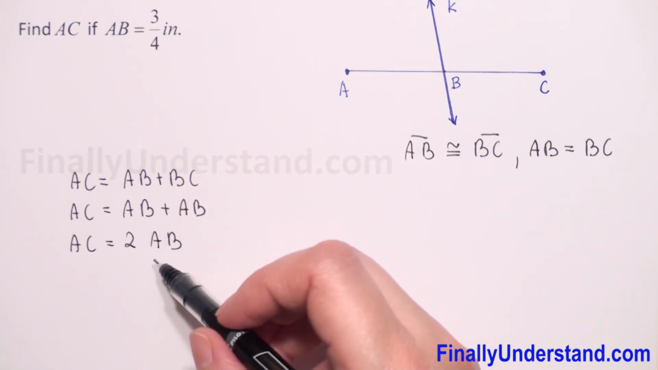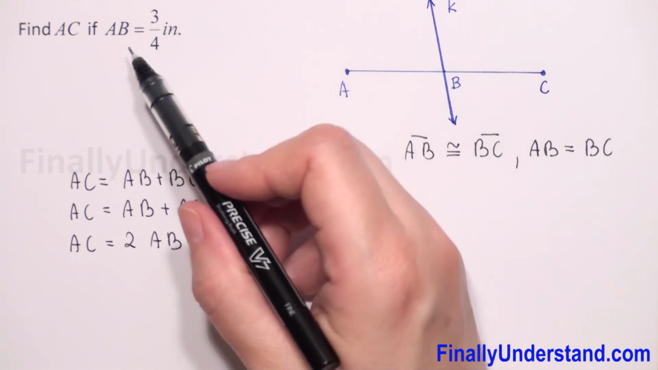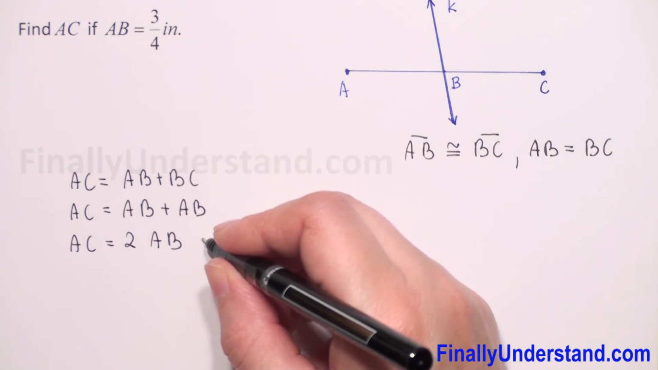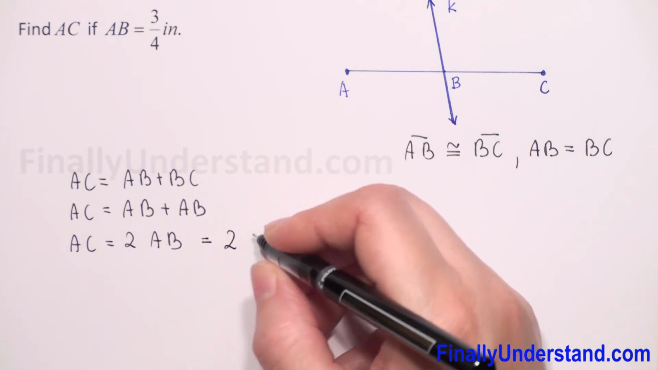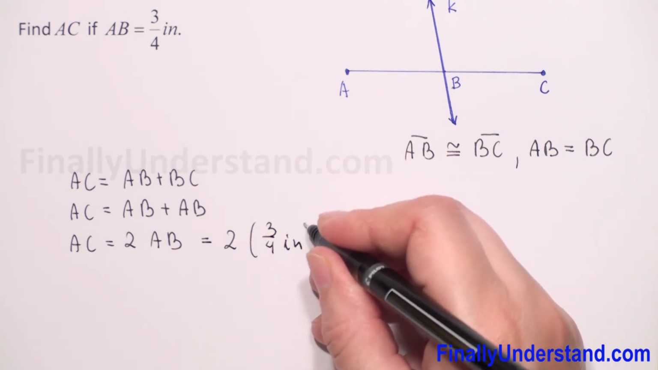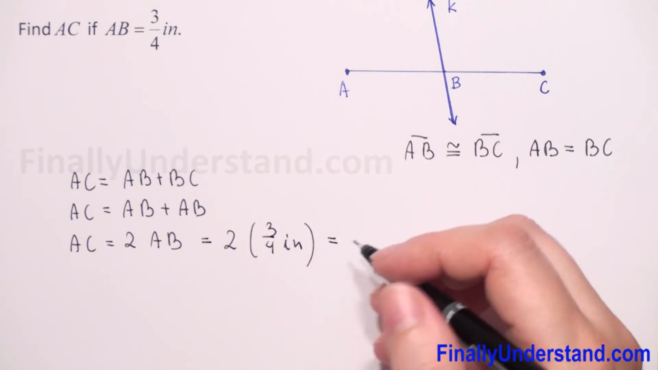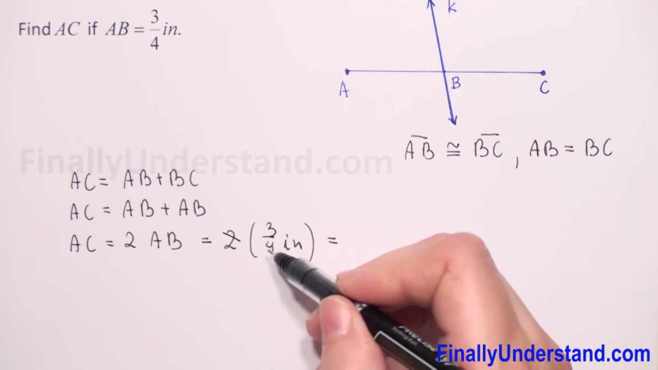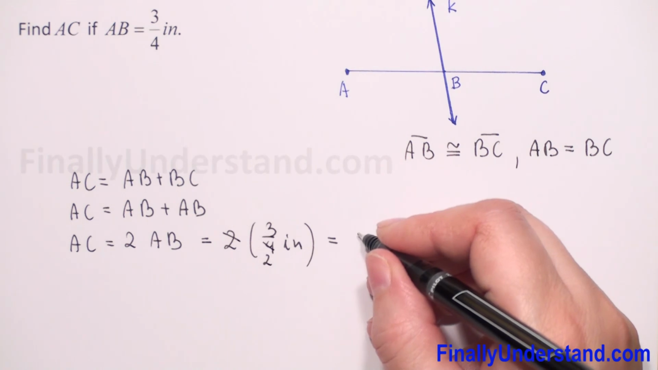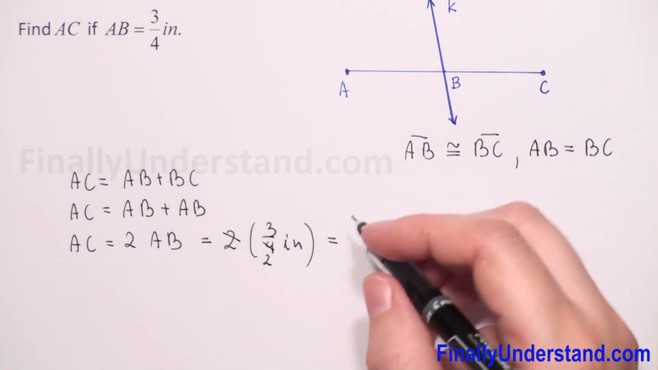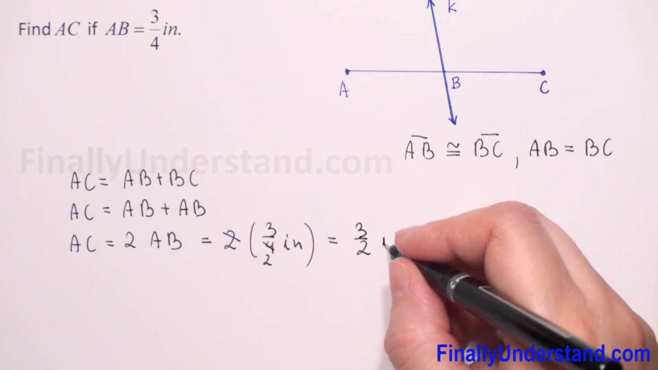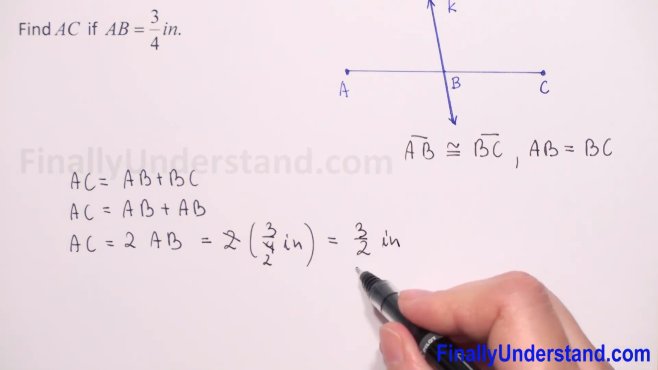And what else do we have? That AB, which is given, is equal to 3/4. So we can write that this is equal to 2 times 3/4 inches. We can reduce 2 and 4, which will be 2. So we have that the length of AC is equal to 3/2 inches. So we solved the problem.